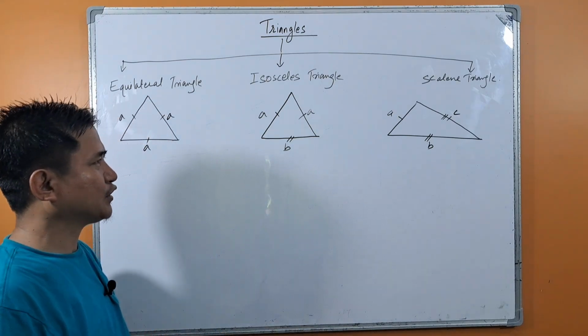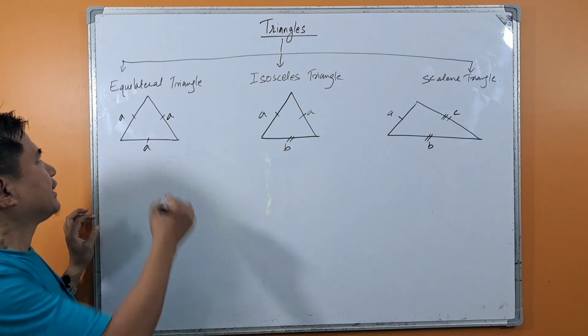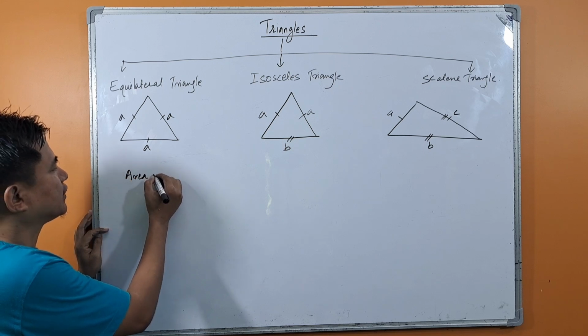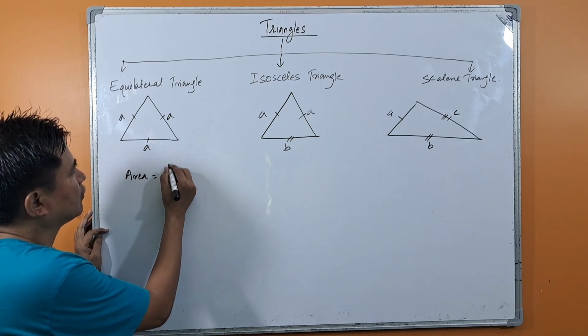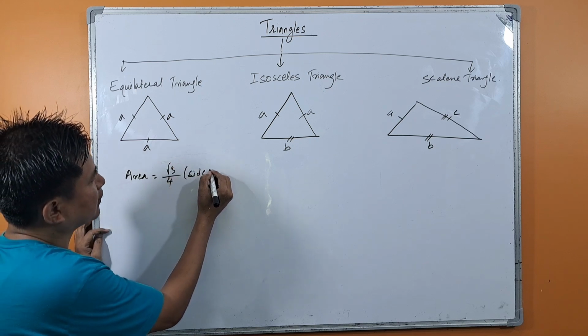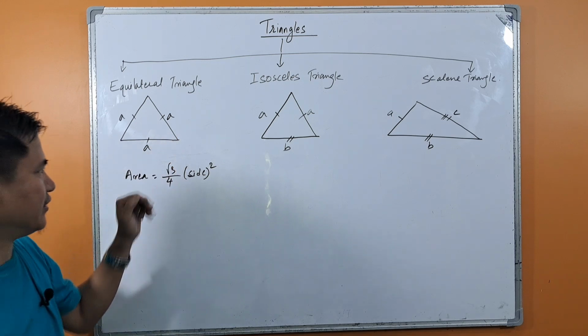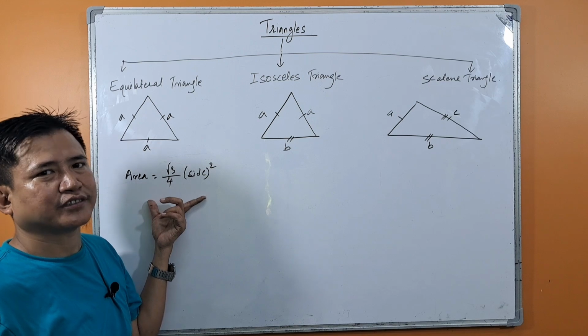To find the area of these triangles, in the case of an equilateral triangle we usually use the formula: area is equal to root 3 by 4 into side squared. This is the formula to find the area of an equilateral triangle, isn't it? But how did this formula come? We will discuss this later on.